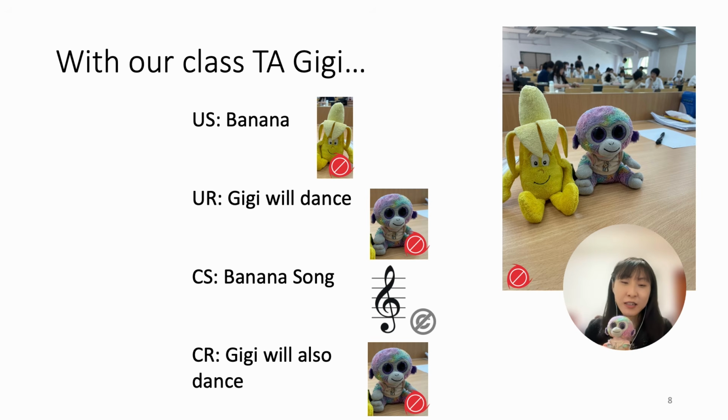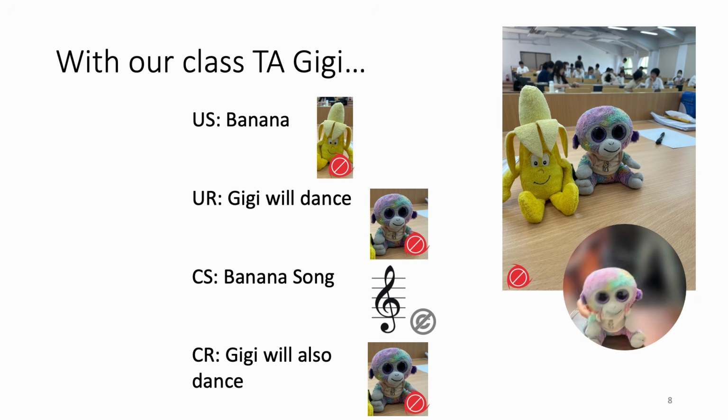Hello! So Giggy loves banana, so we will use the banana as our unconditioned stimulus for our demonstration. Giggy will automatically dance when he sees the banana. So dancing after seeing the banana would be our unconditioned response.